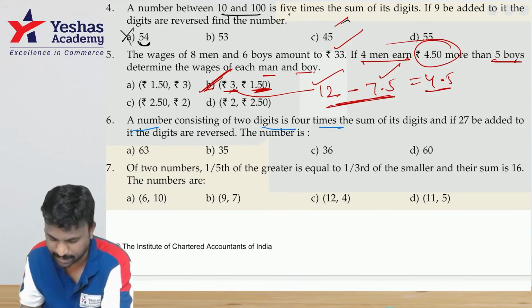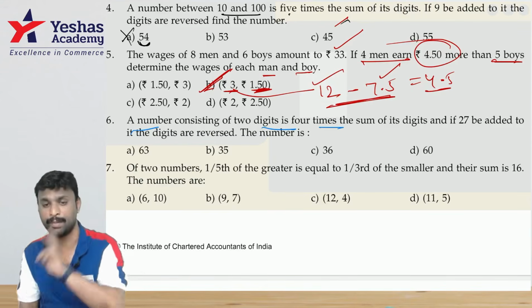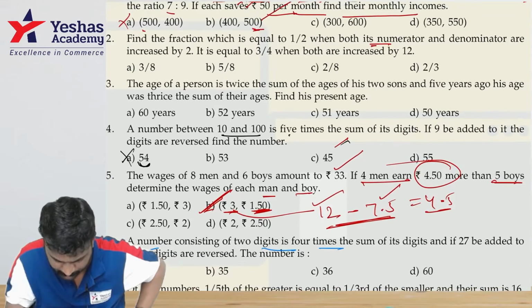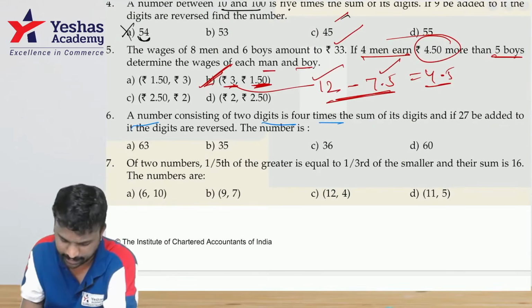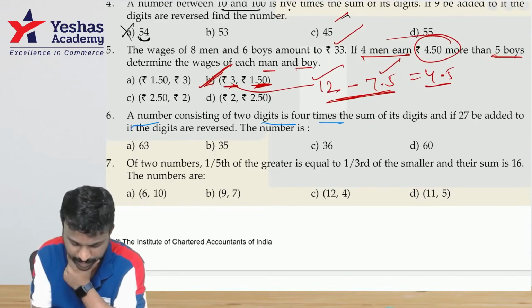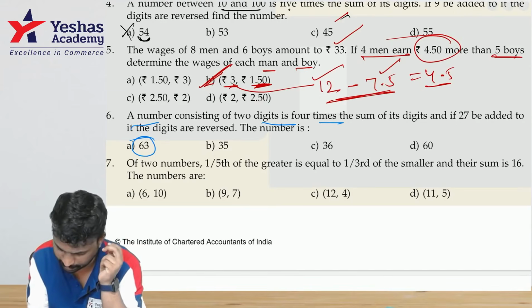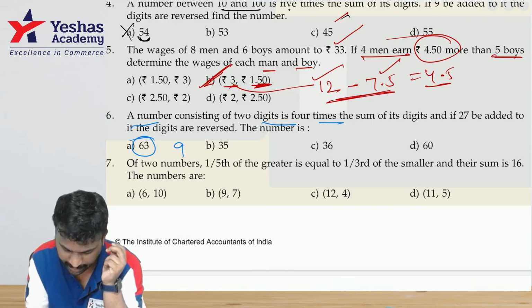Is four times the sum of its digits. Similar to what question, guys? It's a question similar to question number 4 only. Guys, first of all, if I take this number, it's a two-digit number. The sum of the digits is what? Sum of the digits is 9, correct?